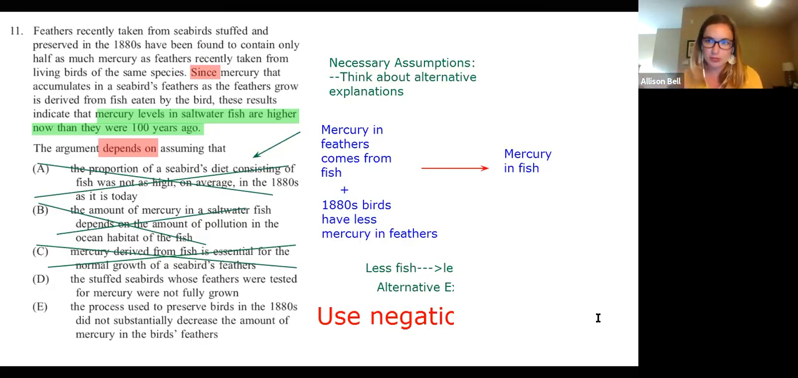Okay, James, I see you feel strongly about E. Sechu is saying D. Give me some reasoning. Tell me why. Why do you think that would make the argument fall apart?